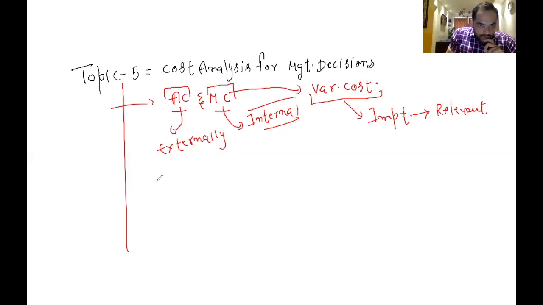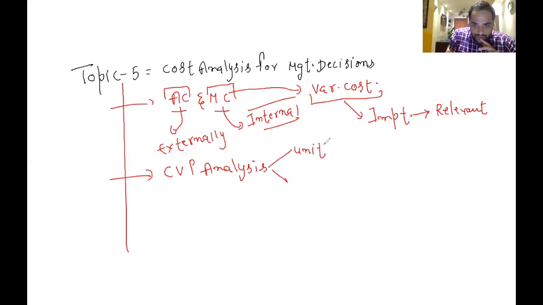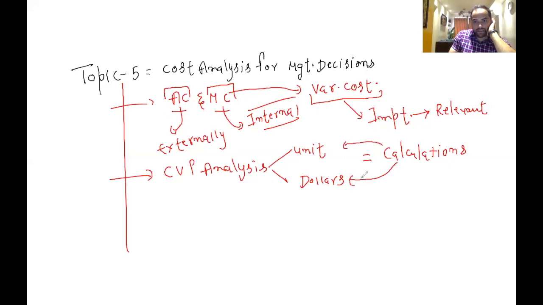Then we focused on cost, volume, profit analysis. In it you studied break-even in units, break-even sales in units, and break-even sales in dollars, right? What are the formulas for it? I can ask you some calculations to estimate break-even in units and break-even in dollars.